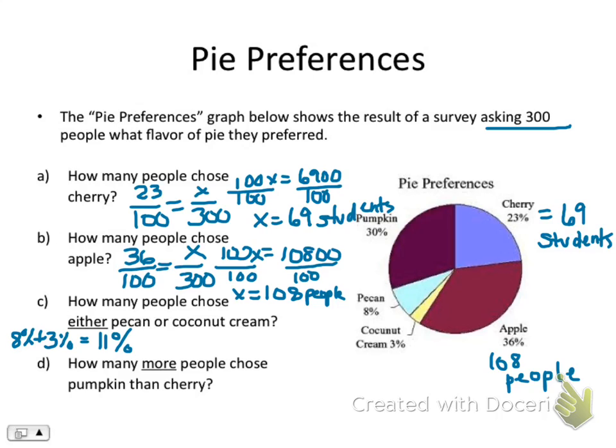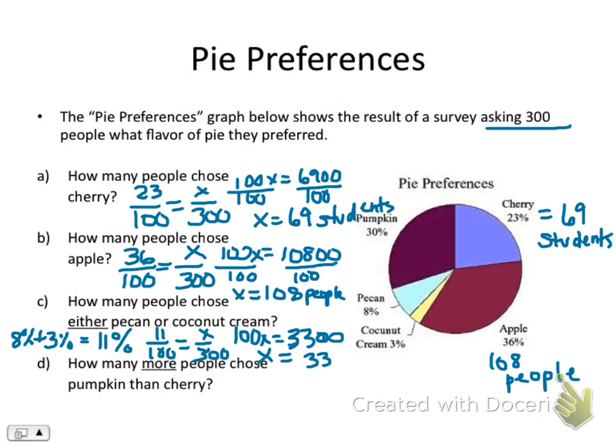So if I do the proportion with 11, x over 300 to get the cross product of 100, x equals 3,300. I get 33 people that liked either coconut or pecan.